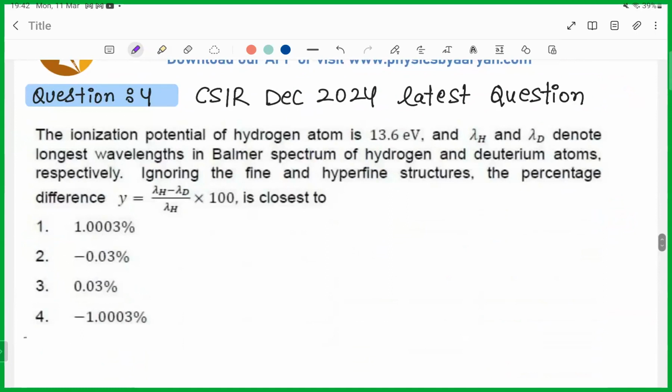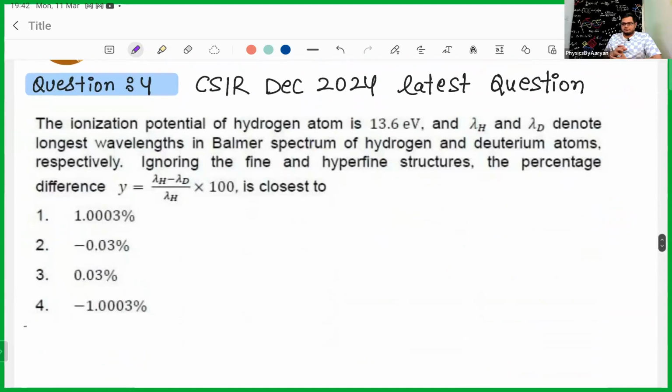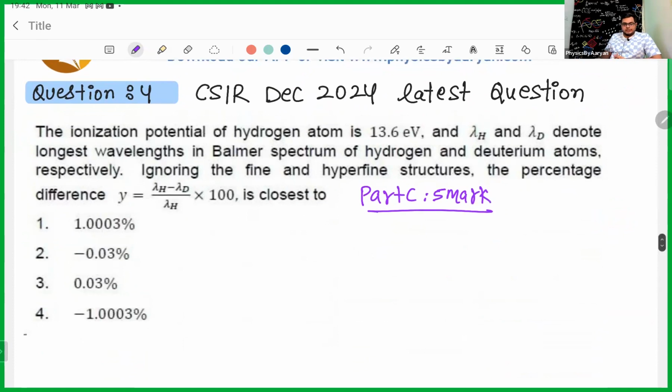Okay, sir. Now let's come to this year's problem. The last paper, which happened in CSIR NET December 2024. By the way, you know that it comes in part C, so these are basically 5 mark questions. All the questions we did were 5 mark. Okay. So now it is given to us that the ionization potential of the hydrogen atom is 13.6. We just studied that.